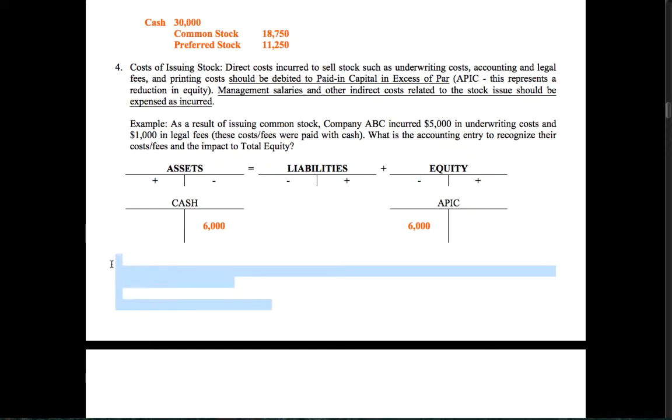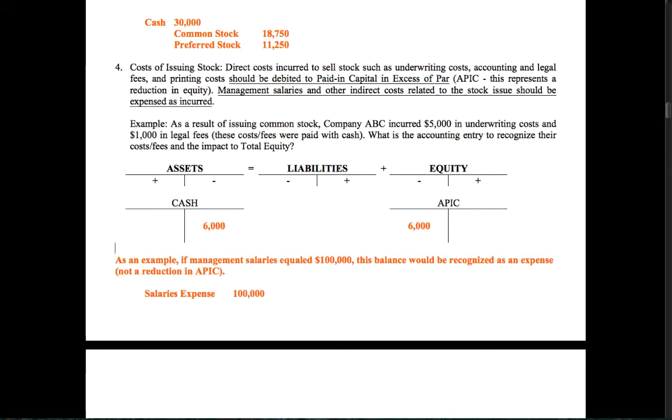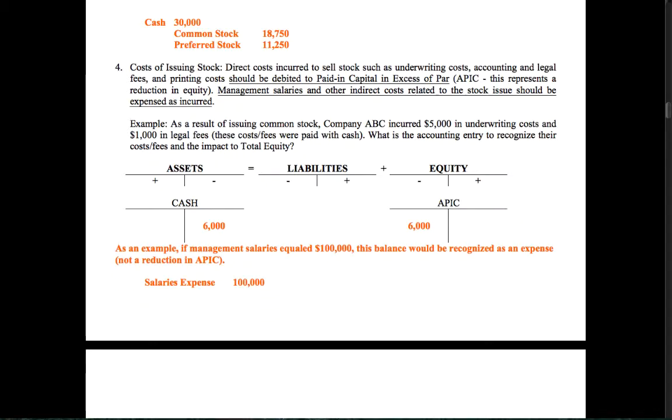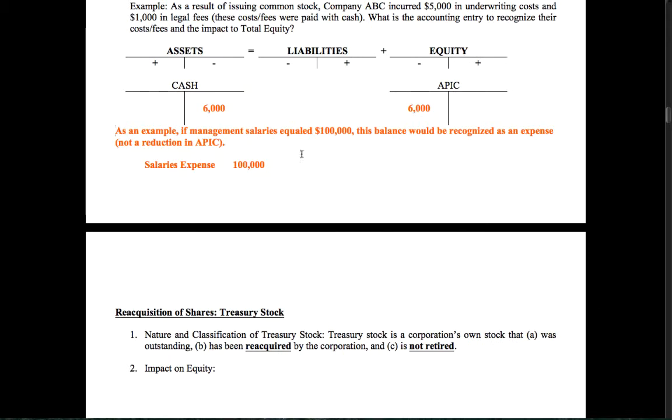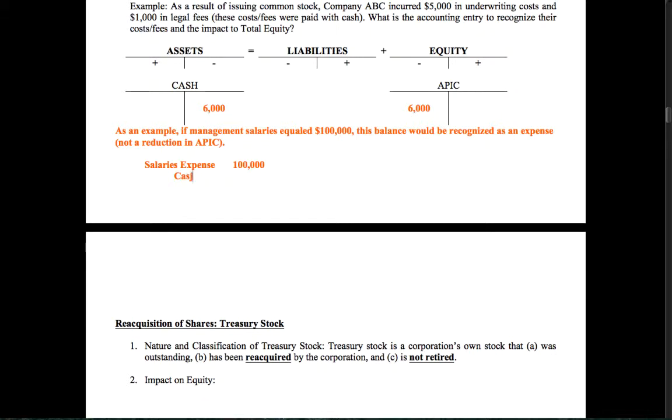To provide you an example of the management fees, if the management fees equaled $100,000, then this balance would be recognized as an expense, not a reduction in additional paid in capital. So you would debit salaries expense, which increases the expense, and then you credit the cash, which represents the payment of those salaries.